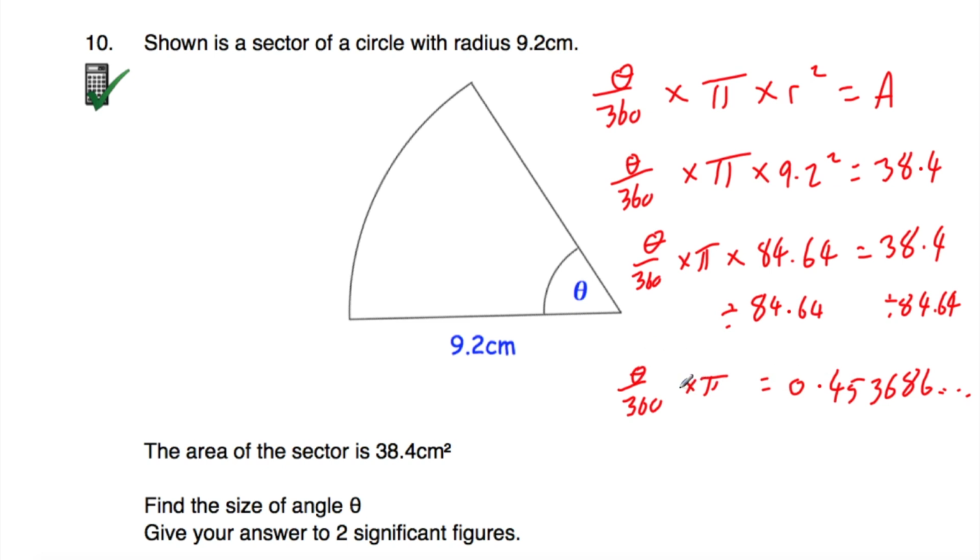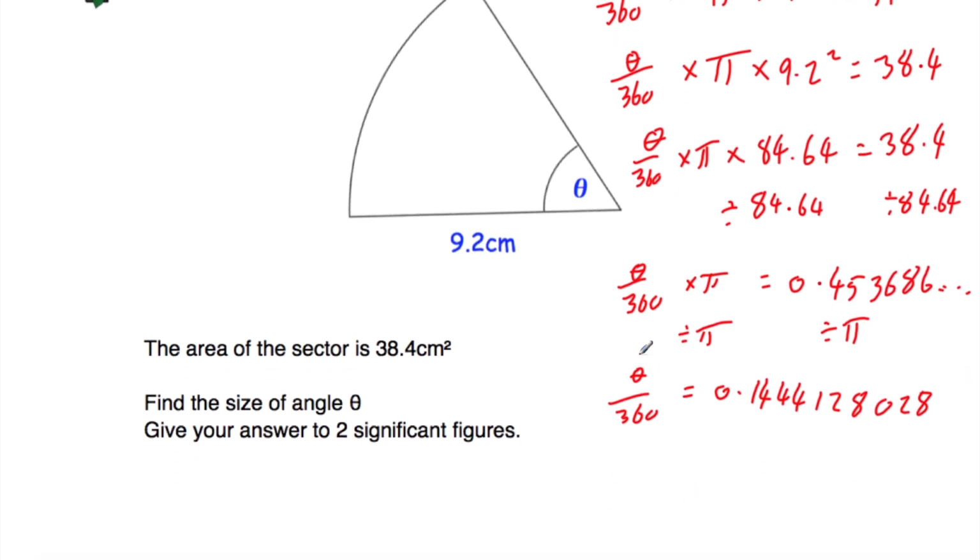Okay, now we want to find out what beta is. So at this point I'm going to divide both sides by pi to get rid of this times by pi here. On the left hand side we're left with beta over 360, and on the right hand side, if we take our answer and divide it by pi, we get 0.144412828. So we've worked out that division, fantastic.